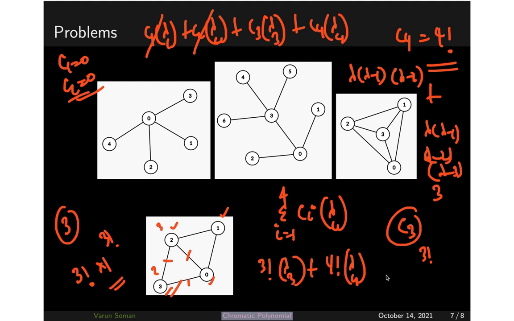So total number of ways would be lambda into lambda minus 1 into lambda minus 2, we can take it outside, then it will be 1 plus lambda minus 3, that is 1 plus lambda minus 3 is lambda minus 2, the whole square. So this is the chromatic polynomial of that graph. So lambda into lambda minus 1 into lambda minus 2 the whole square. Okay, so I hope it is clear.